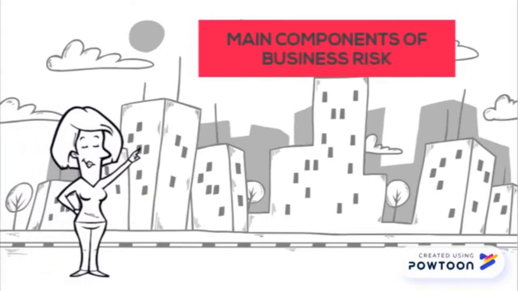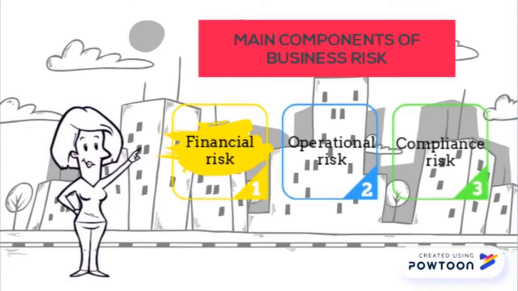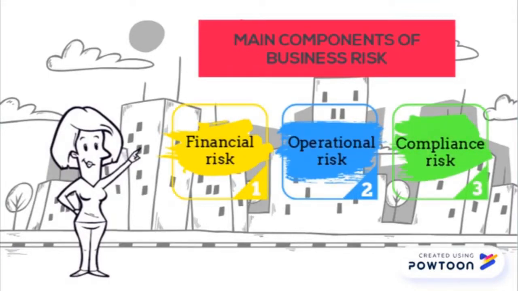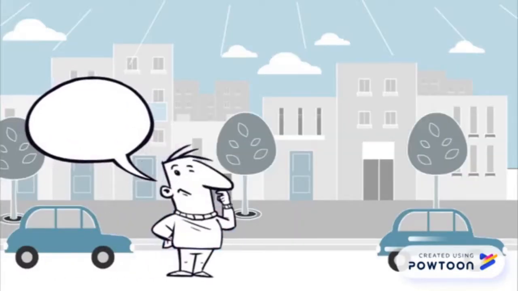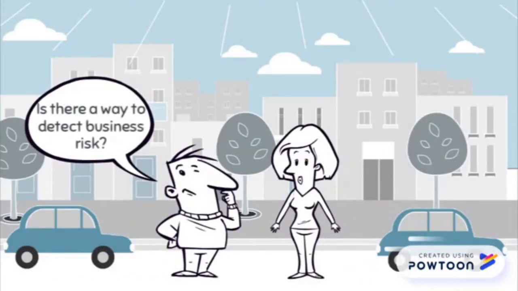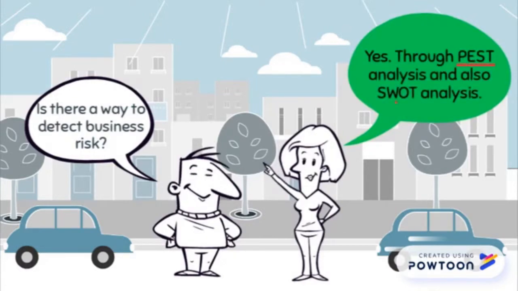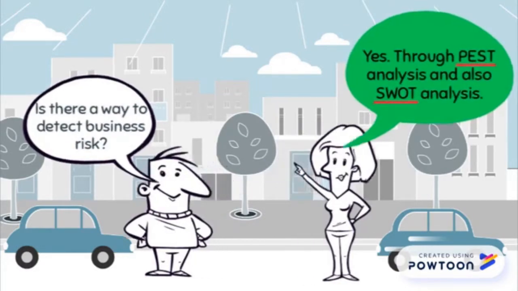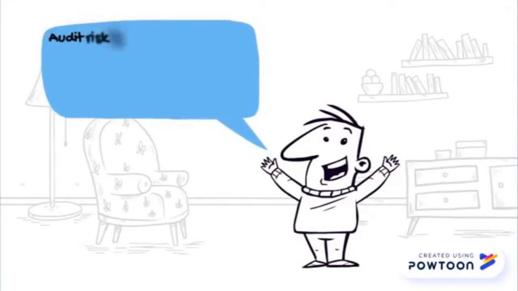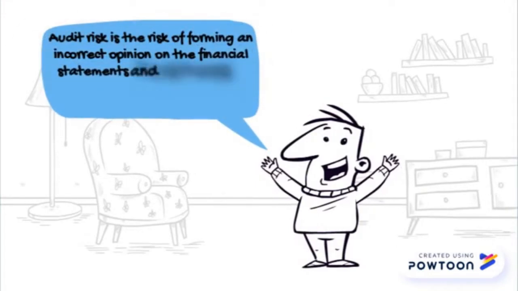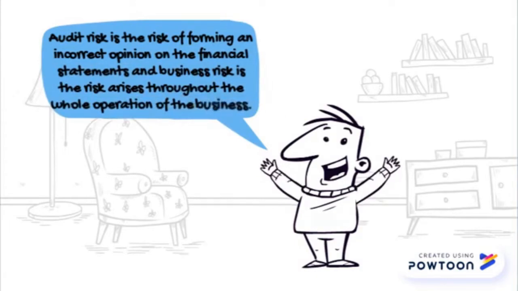The main components of business risk are financial risk, operational risk and compliance risk. So is there a way to detect business risk? Yes. Through PEST analysis and also SWOT analysis. In conclusion, audit risk is the risk of forming an incorrect opinion on the financial statements, and business risk is the risk that arises throughout the whole operation of the business.